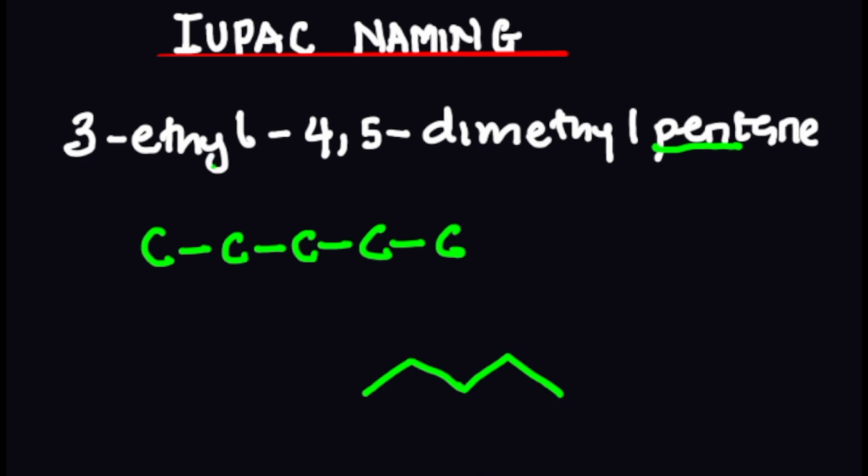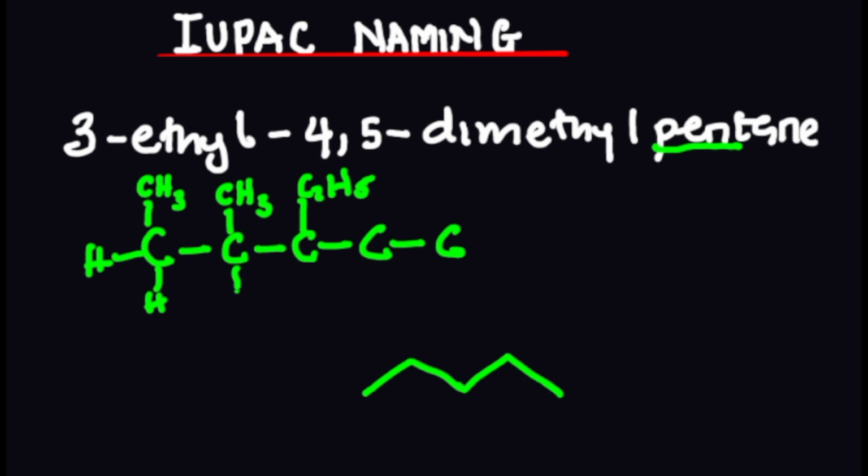Then 3-ethyl. On position number 3, we are going to have an ethyl group. This is position 1, 2, and 3. On this carbon here, we're going to have C2H5, which is ethyl, right? So that basically means on 4 and 5 as well, we're going to have methyl groups. So on this side, I'm going to have CH3, and on this side as well, I'm going to have CH3. On 4 and 5, we're going to have methyl groups. So here I'm going to fill the rest up with hydrogen, right? Hydrogen is going to be here, here, here, and here, and on the rest as well.